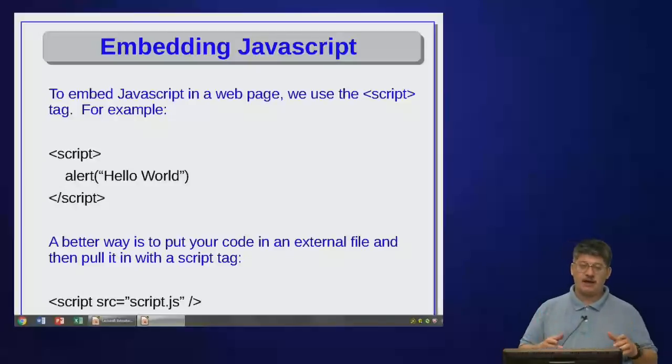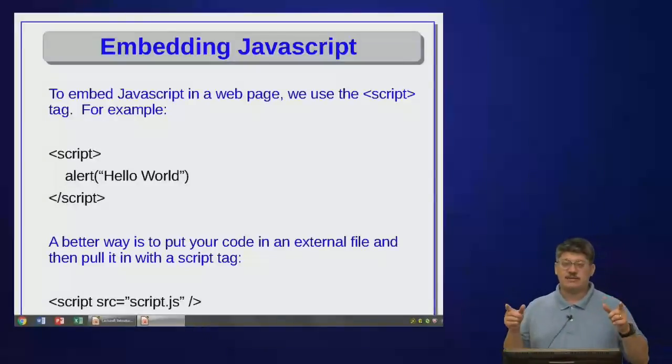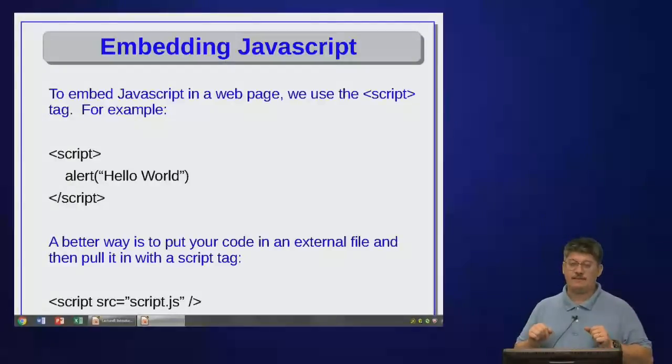So here at the bottom of the slide, I have a script tag, and it's just like the other script tag, except that instead of having the code between script and slash script, I've put a source attribute in, src, and I've set it equal to a file name, script.js. And what this will do is load script.js from the server and run the code that's in it.